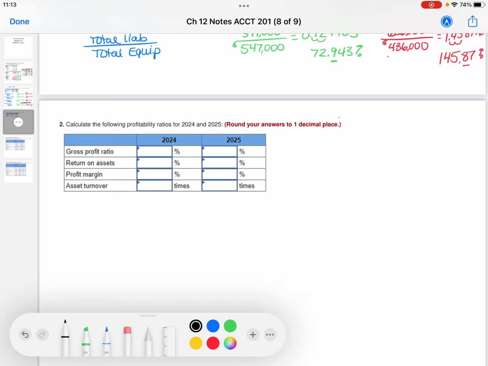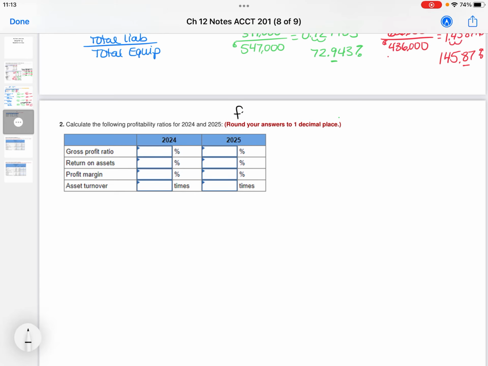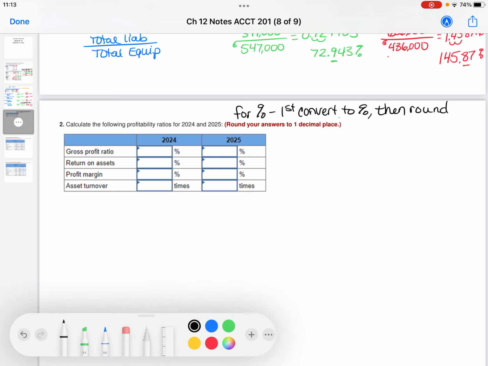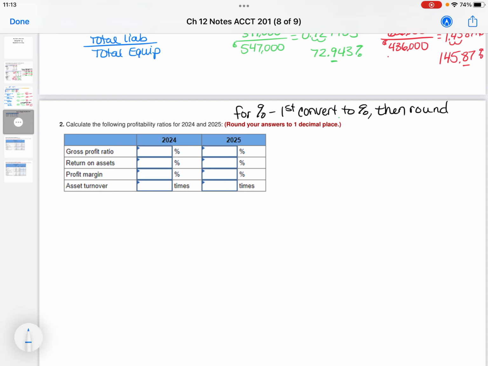But again, just like I noted a minute ago, anytime that we do a percentage, so for our percentage ones, first convert to a percentage, then round, okay? Because otherwise you won't have the correct number, and you'll see. Okay, so for our first one, we're going to do the gross profit ratio. So gross profit ratio is when we take gross profit. Gross profit, don't forget, that is when we have sales minus cost of goods sold.